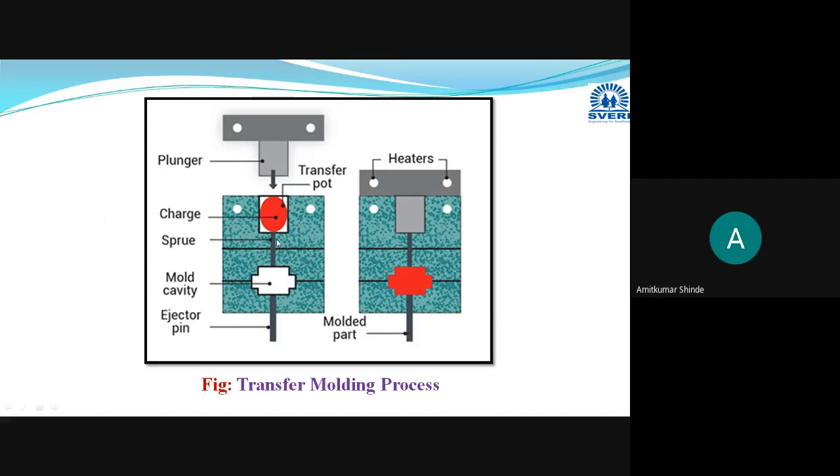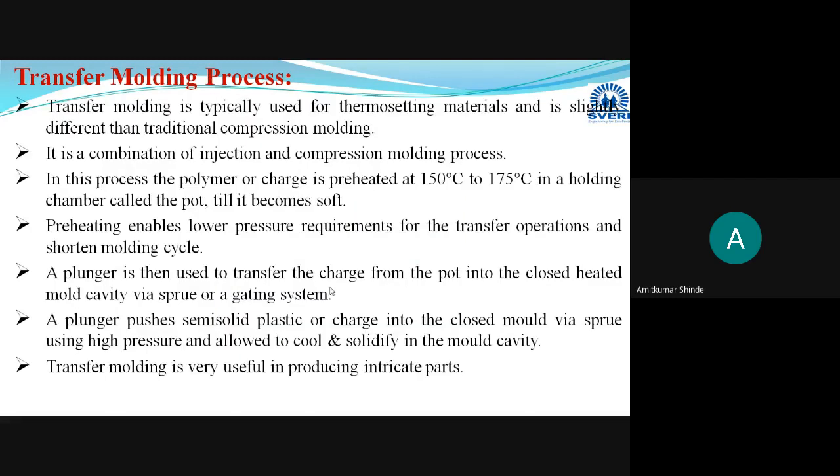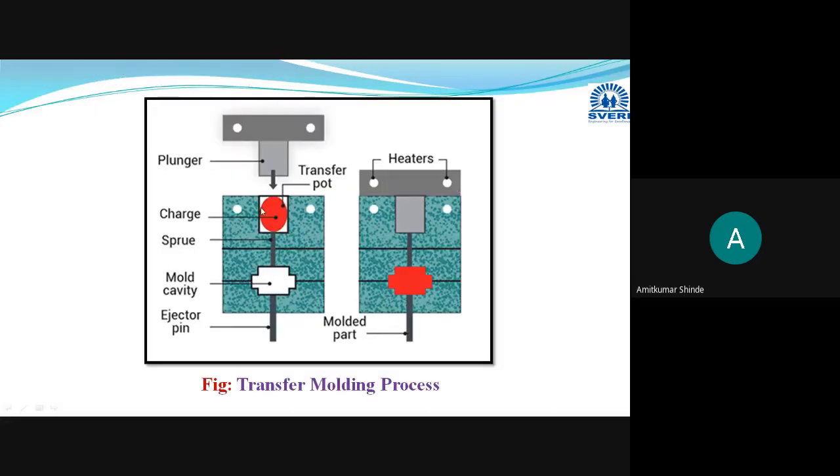Now, how is this process conducted? In the initial stage, the preheated charge, also known as the preform, is taken and placed in the transfer pot or shooting cylinder. The raw material is preheated in the temperature range of 150 to 175 degrees Celsius. It is termed the charge, but it is also known as the preform. After that, pressure is applied with the help of this plunger, or press.